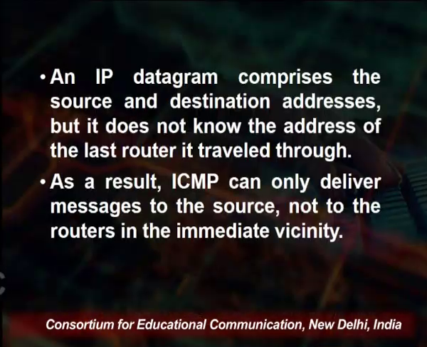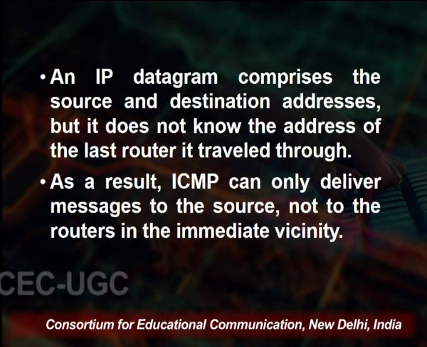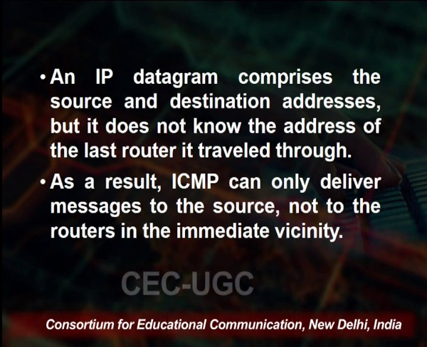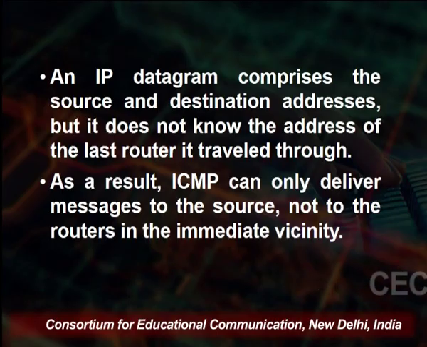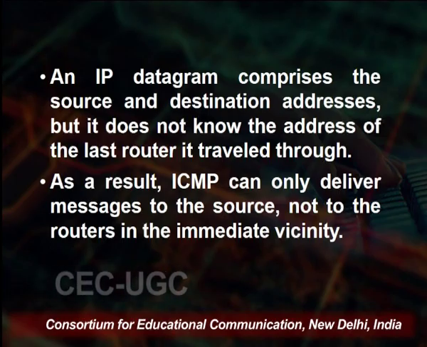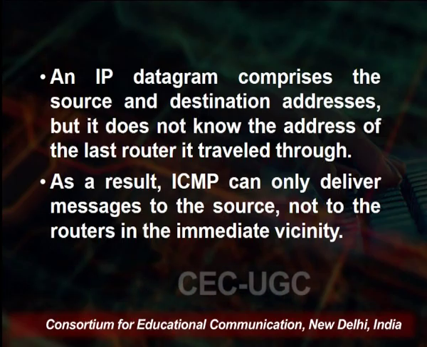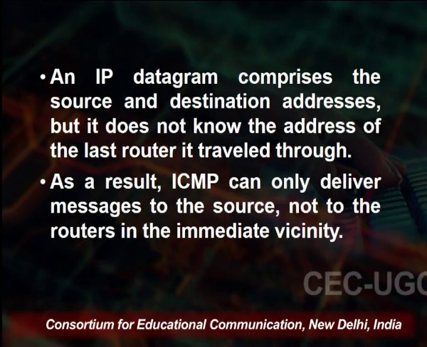Any IP datagram comprises the source and destination address, but it does not know the address of the last router it traveled through. As a result, ICMP can only deliver messages to the source, not to the routers, even in the immediate vicinity.